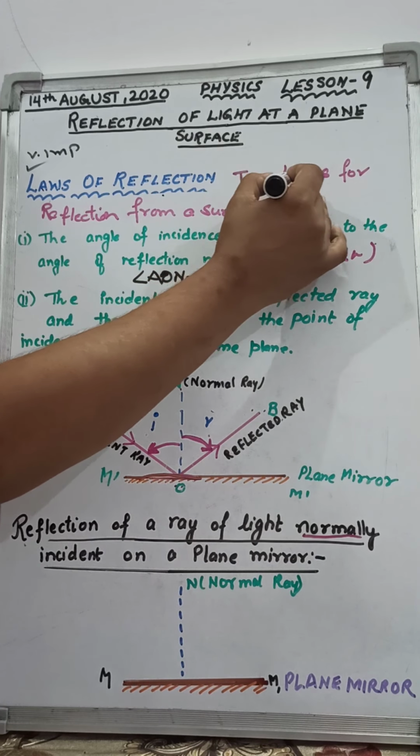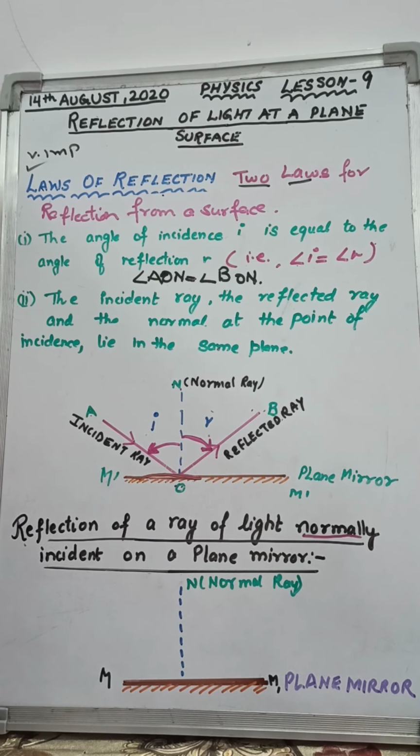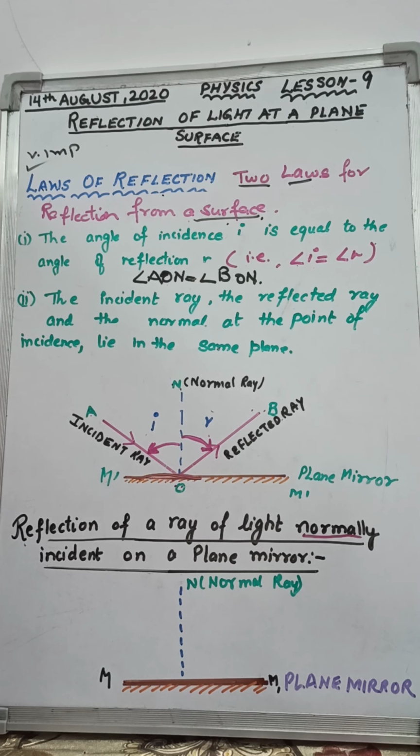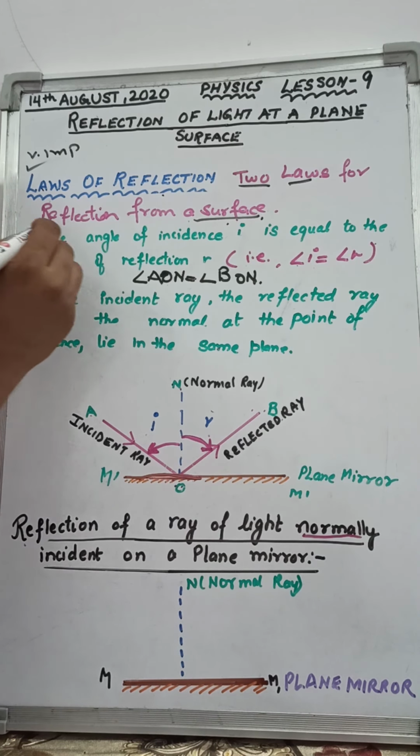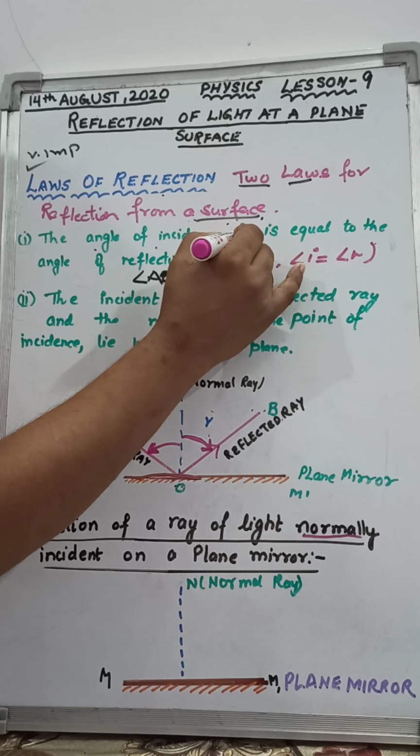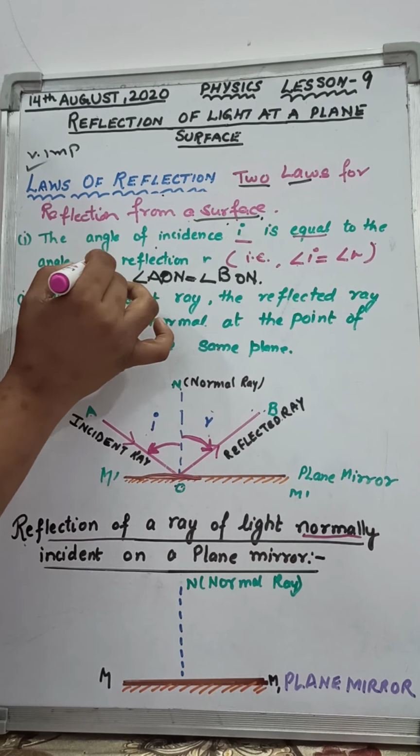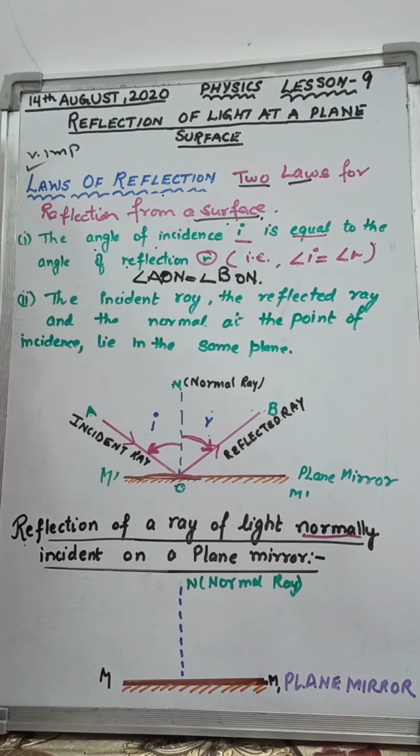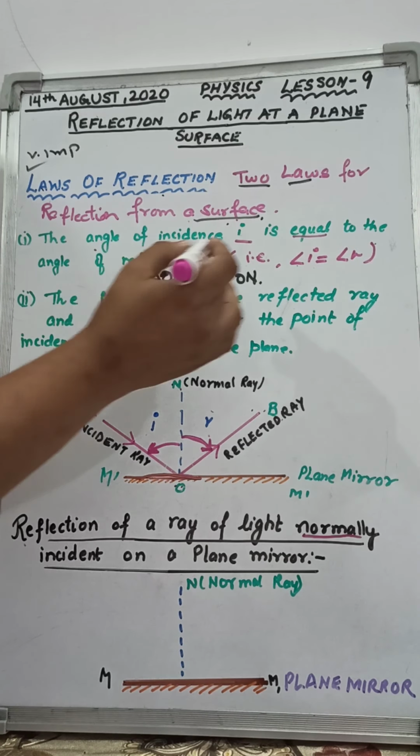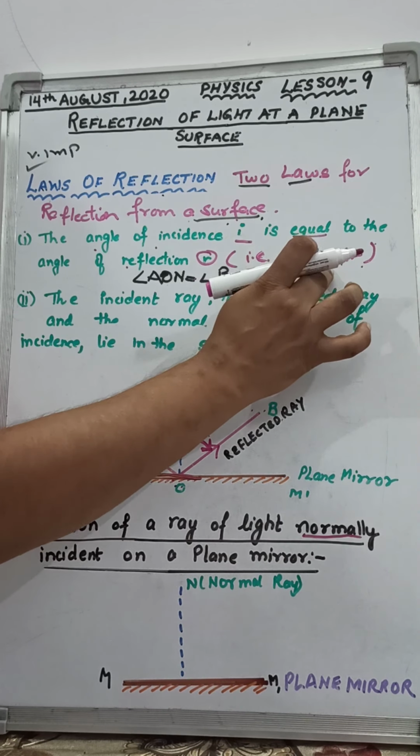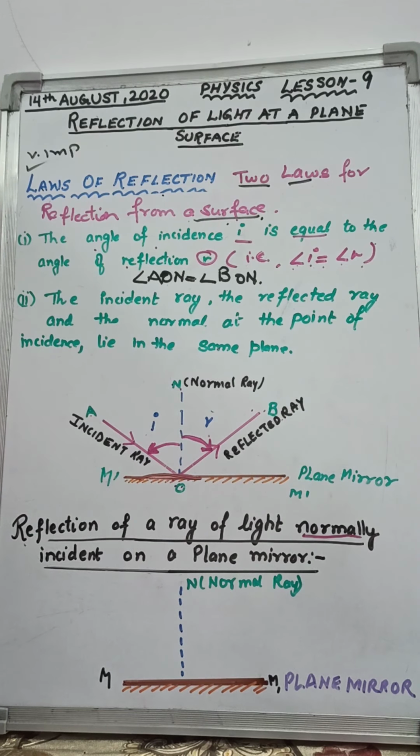How many laws are there? There are 2 laws of reflection from a surface. Which kind of surface? Plane surface, like a plane mirror. So, what does the first law say? The first law says that angle of incidence, represented by small i, is equal to the angle of reflection, represented by small r. Clear? So that is angle i is equal to angle r. Angle of incidence is equal to angle of reflection.